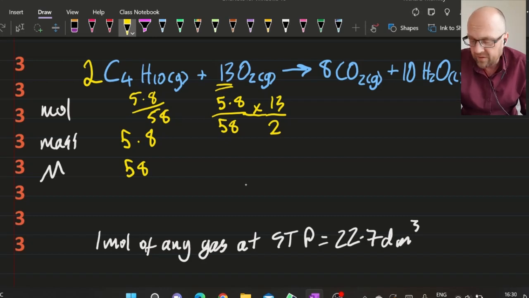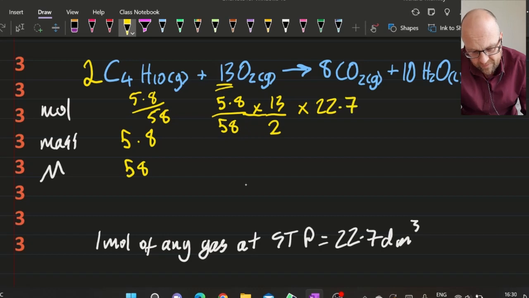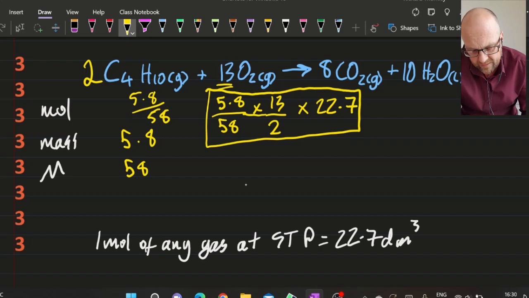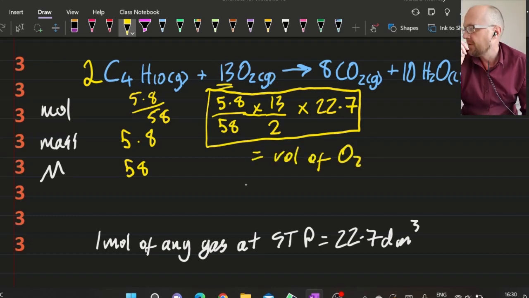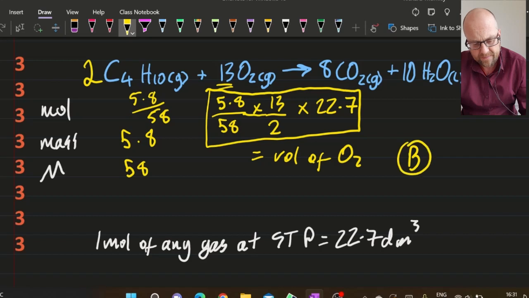And now I want to know the volume. So then I'm going to have to multiply that by 22.7. So in this box, that's the actual volume of oxygen. What's that then? B or D? The answer is B. So 3 is B. Nasty.